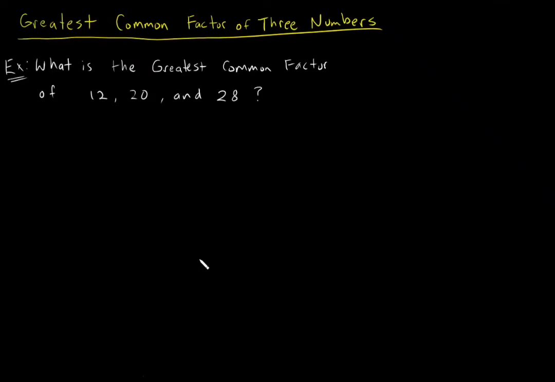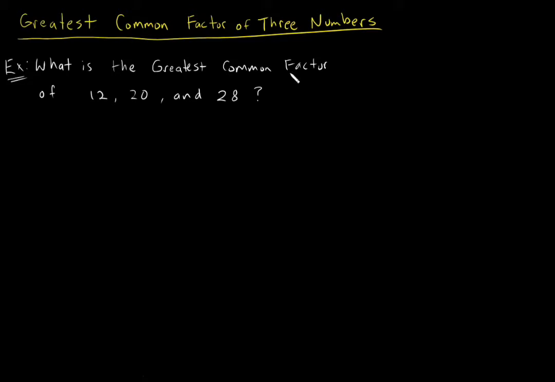Okay everyone, welcome back. So in this video I want to talk about finding the greatest common factor of three numbers. It's very similar to finding the greatest common factor of two numbers. First you need to list out the factors, find the ones they have in common, and see which one is the greatest. Again, when we're looking for factors, one of the best techniques we can use is list out all the ways that you can multiply to get that number.